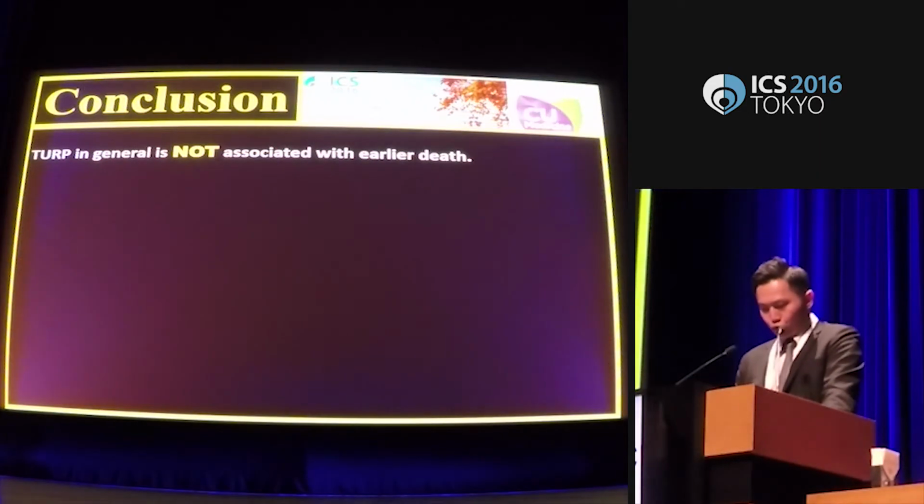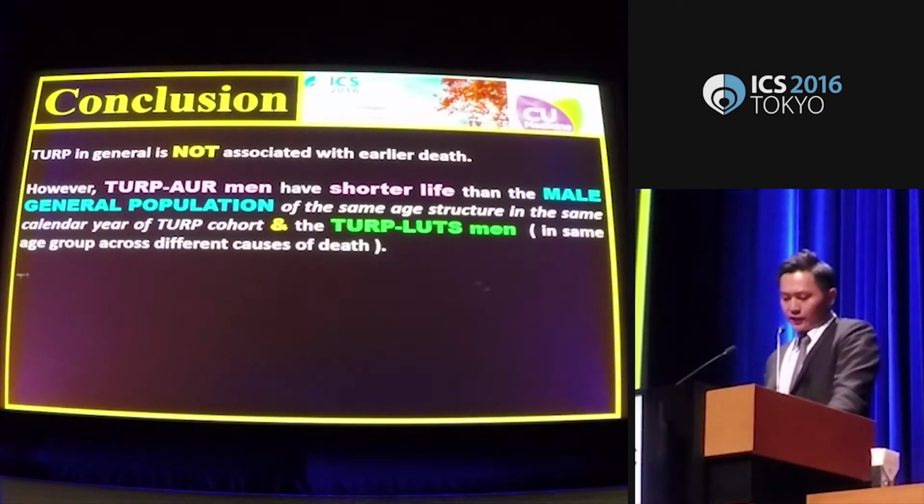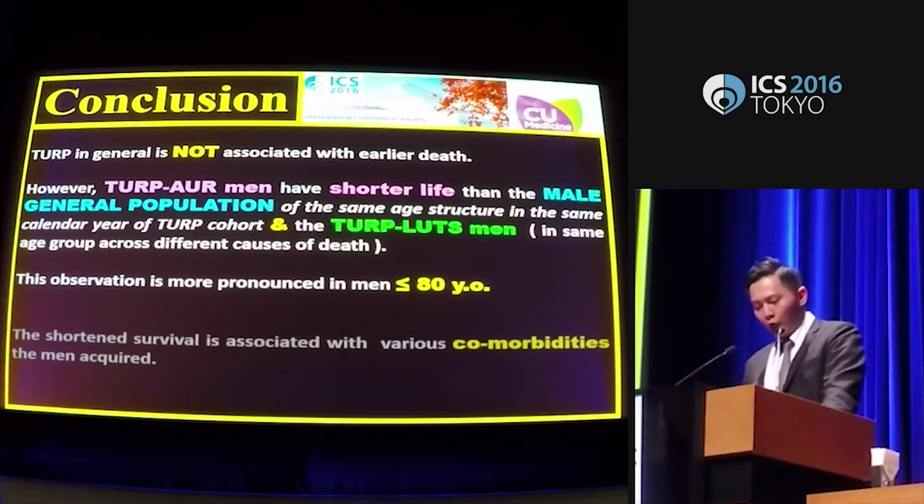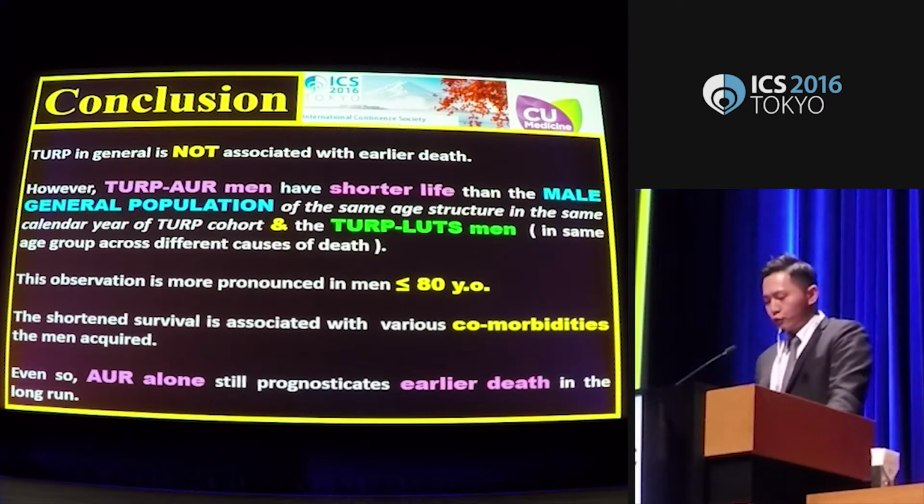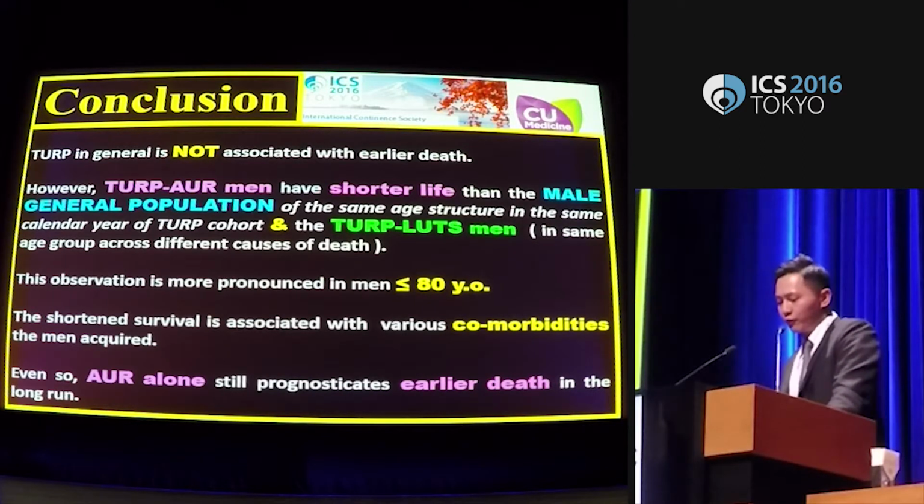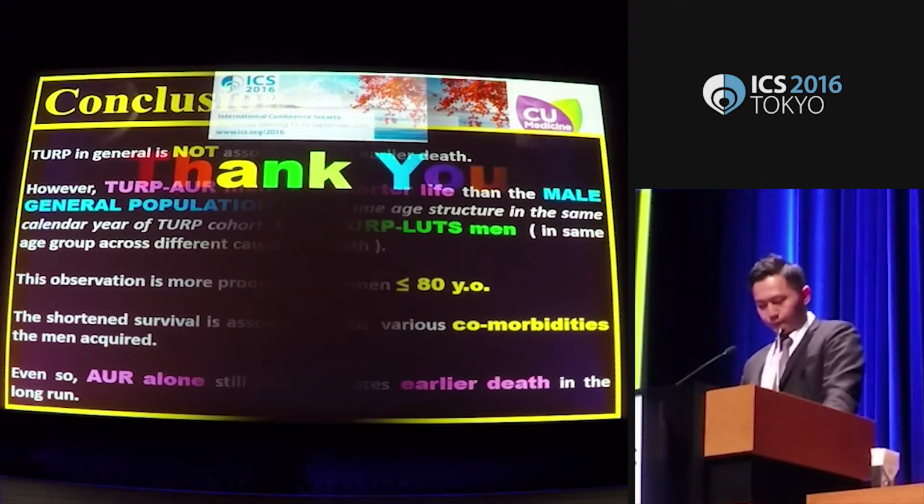And just to give you some take-home messages from this study. Firstly, we noted that TURP is not associated with earlier death. TURP patients with acute urinary retention tend to have a worse survival than the general population and than those who had TURP for LUTS. This observation is more pronounced for young patients, and after adjusting for other comorbidities, acute retention alone would still determine that these patients will have an earlier death in the long run.